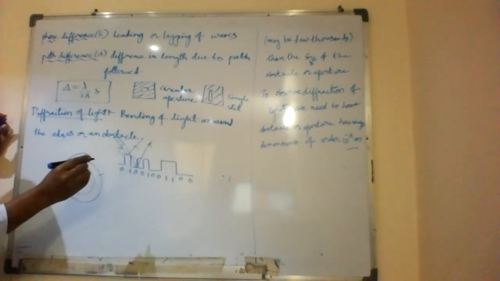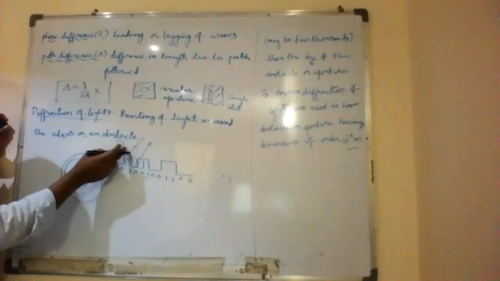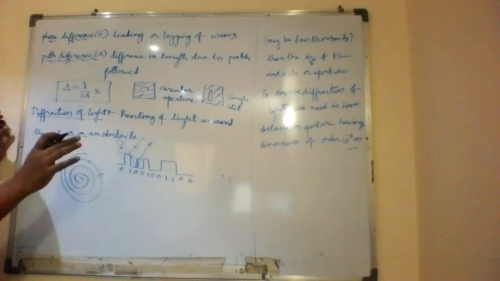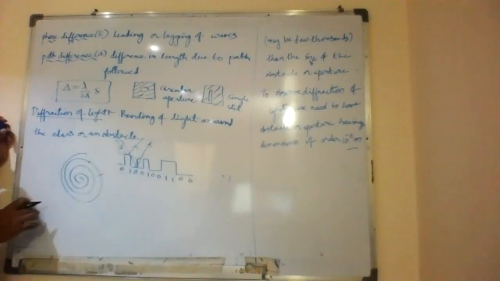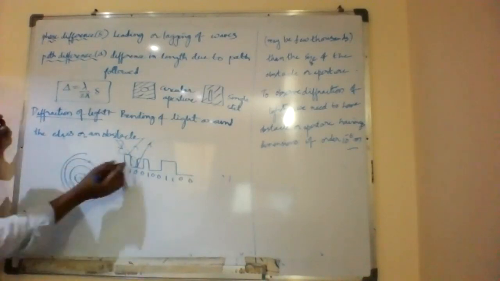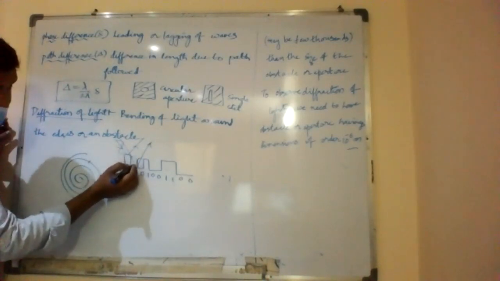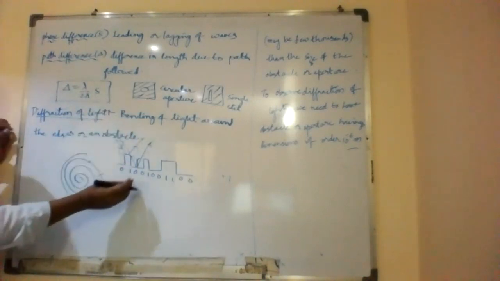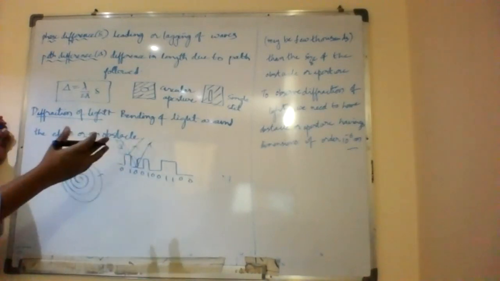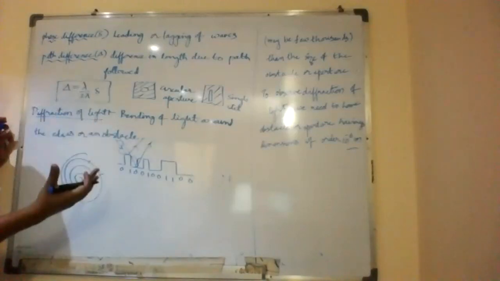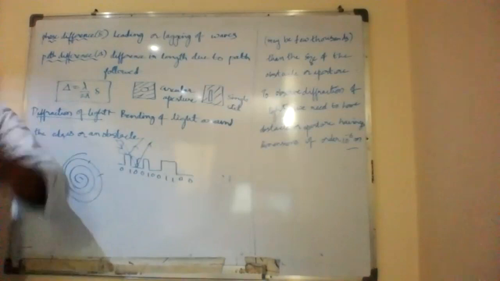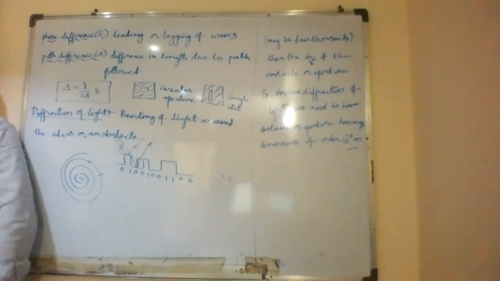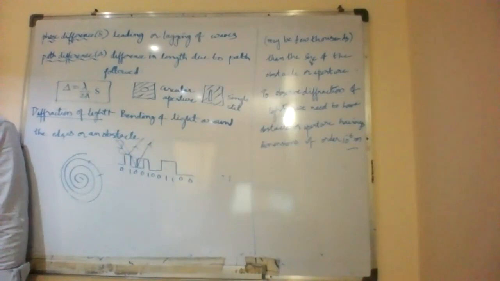When the path difference is the same, it's not a problem. If the path difference is lambda by 2, then at that time it will be taken as 0. This is lambda by 4, this is lambda by 4, and they become lambda by 2. That is destructive interference, which gives 0. If the difference is lambda, 2 lambda, 3 lambda, it is constructive superposition and gives 1. So 1s and 0s are recorded, converted into digital, and then you can see the movie or whatever you like. That is how the CD works.